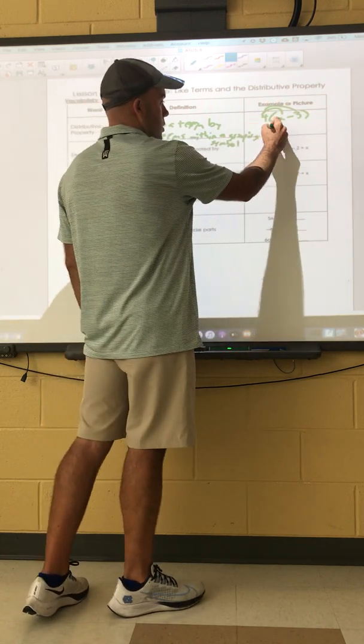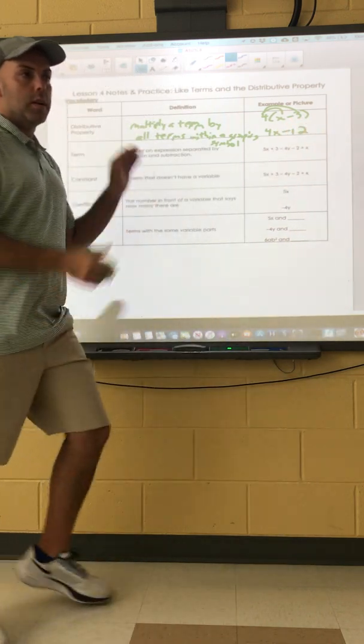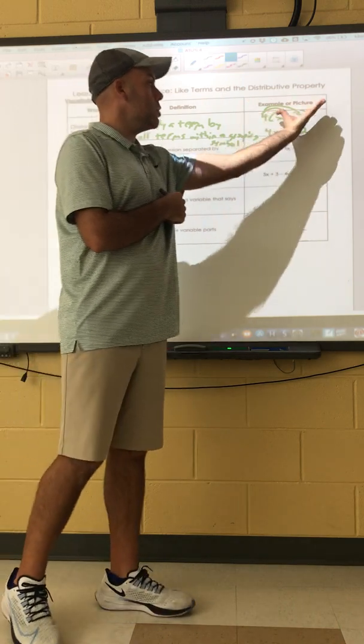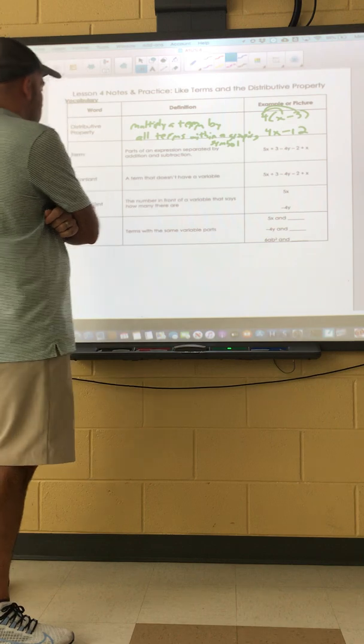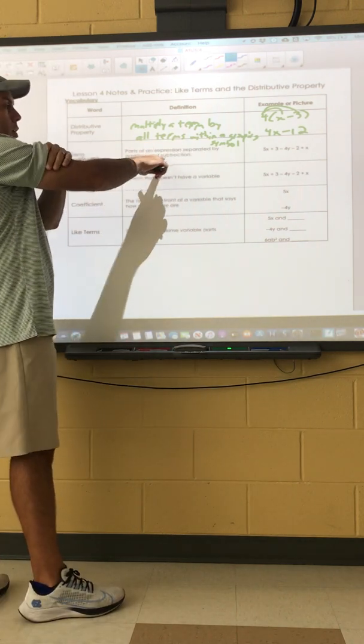4 times x, 4x. 4 times negative 3, negative 12. So that's what the distributive property means there. Now if I had 3 terms here, I'd multiply the 4 in 3 times, or however many terms there are. Alright, so just to go back to that, a term: parts of an expression separated by addition and subtraction.